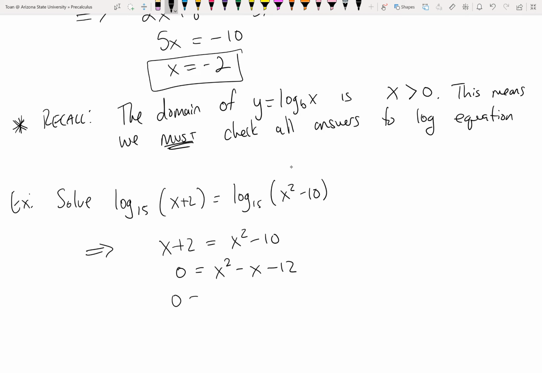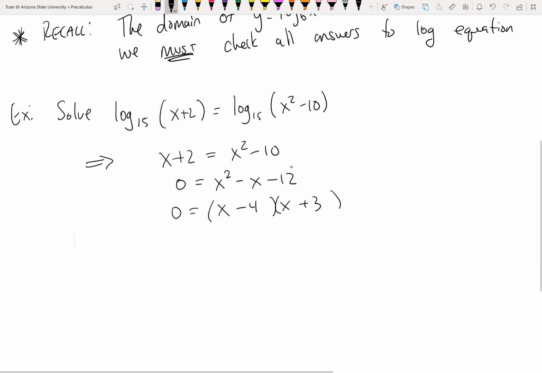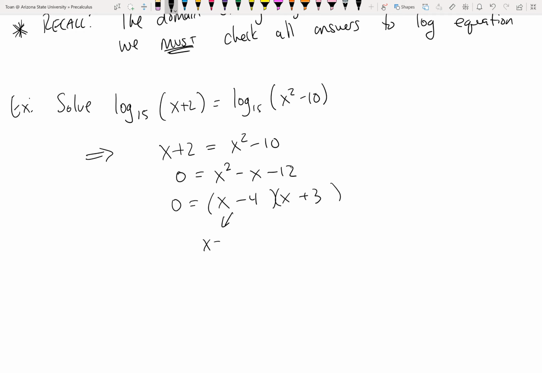And gee whiz, it's as if whoever picked this example wanted to make sure that it factored nicely to make it easy. And indeed, this is factorable nicely. I think it's a -4 and a +3. So that gives us x equals 4, x equals -3. But we must check our answers. We have to check against the arguments.